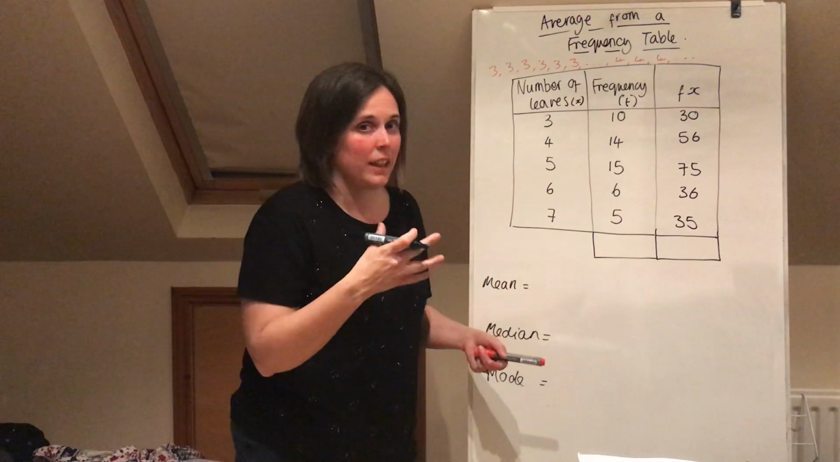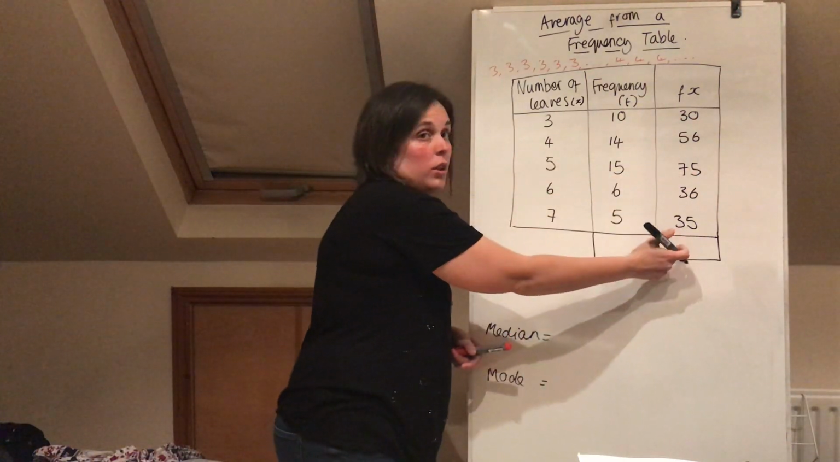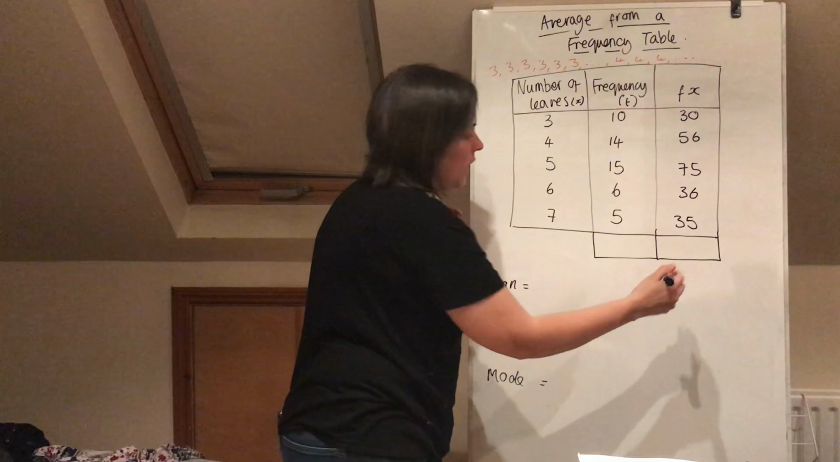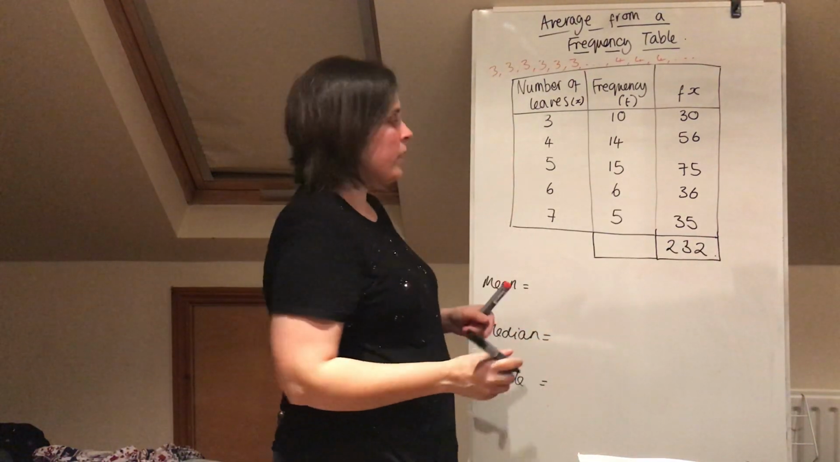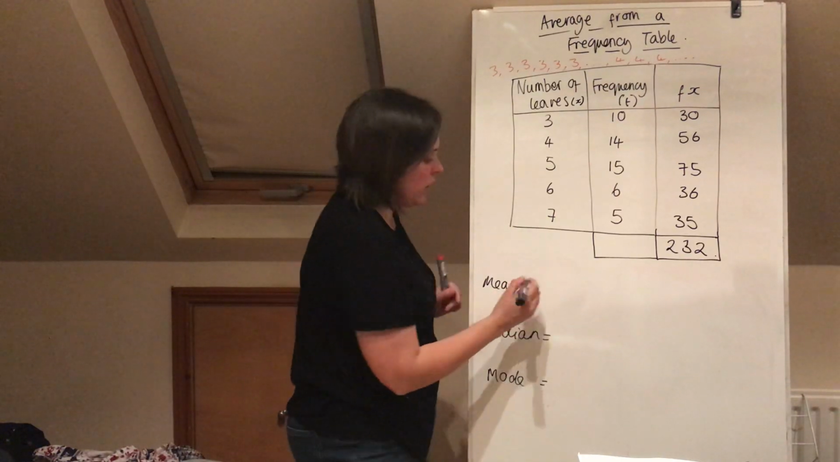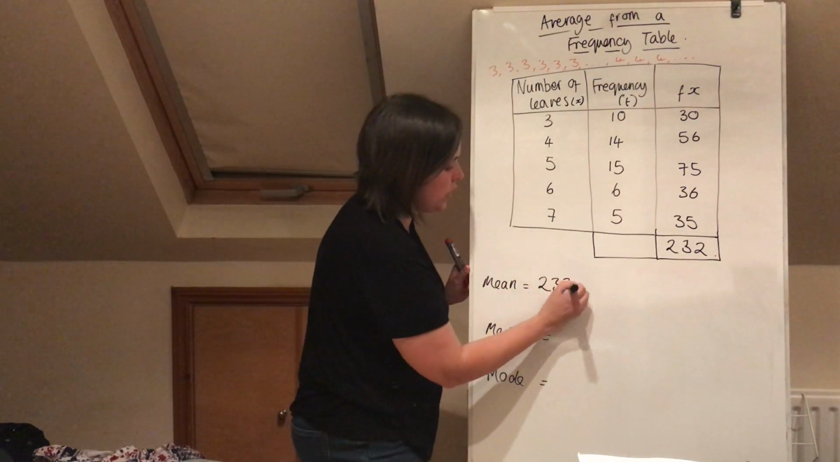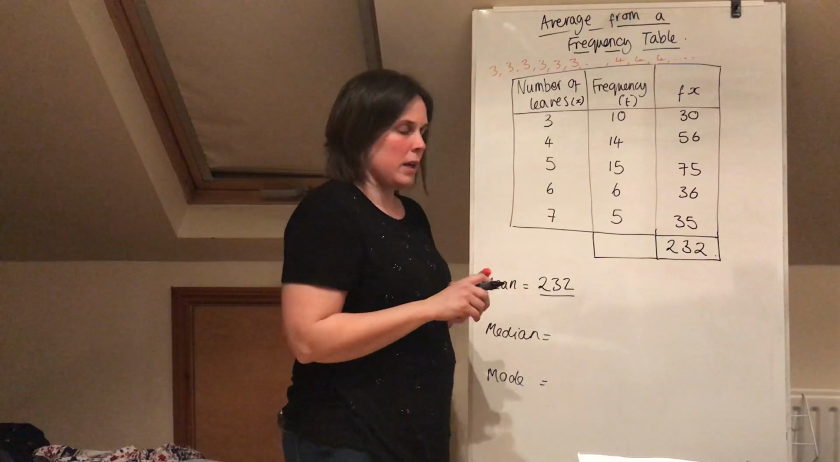Okay, so to add them all up, I just add up this column here, and the total for that column is actually 232. Now we divide by how many there are. So we've got 232, and we're going to divide by however many there are.